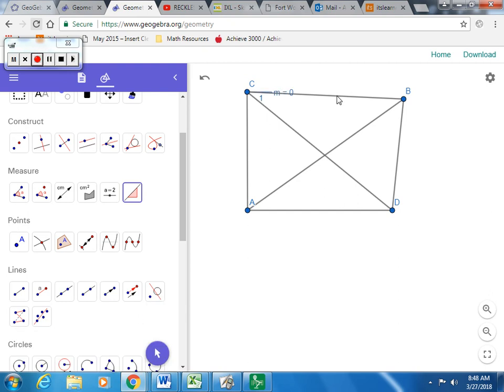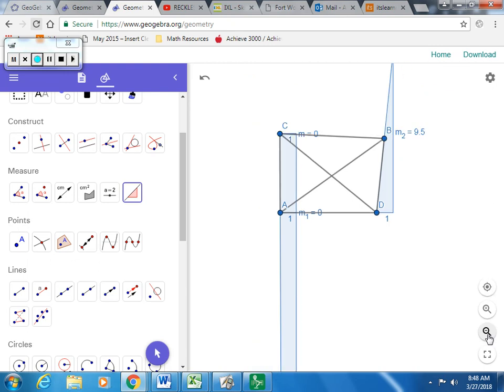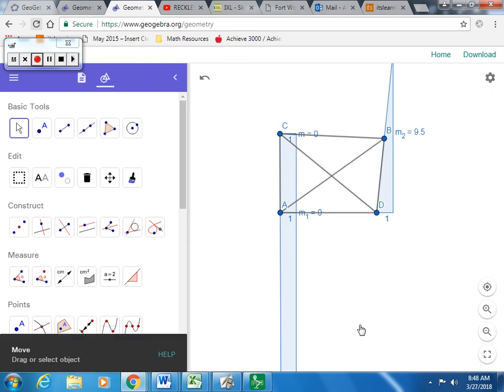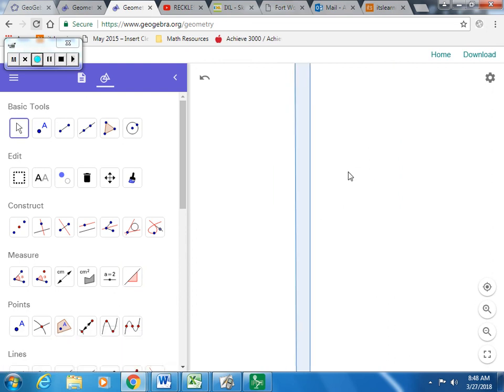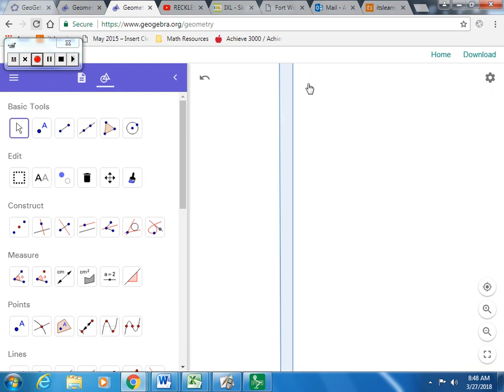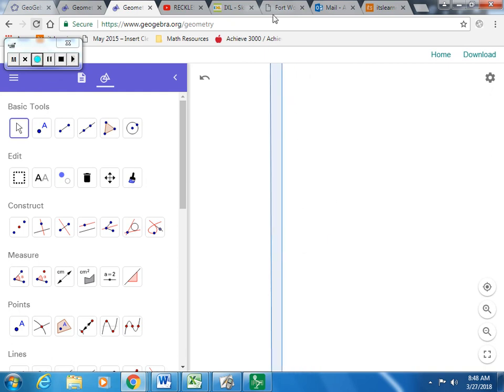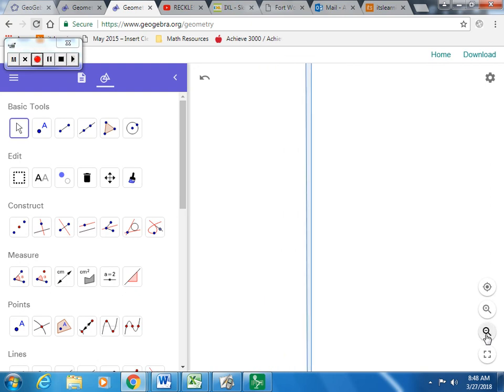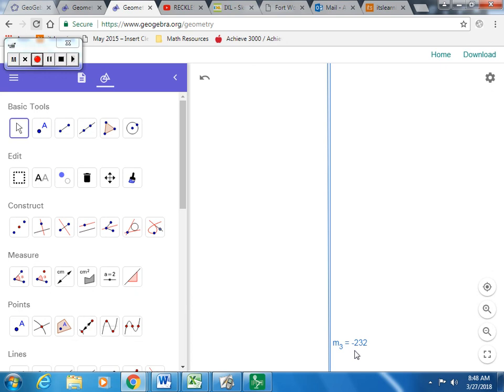So I'm going to select this. Here's the slope. Slope is 0. Click on this one here. Slope is 0. So what does that tell you about these two? Those are the same. They're parallel. What about this one? This was 9.5. This one right here. Let me zoom out, I guess, because I can't see it. I still can't see it. So I'm going to click on this one. And the slope. Oh my goodness. What in the world? This slope is crazy. It's negative 232.